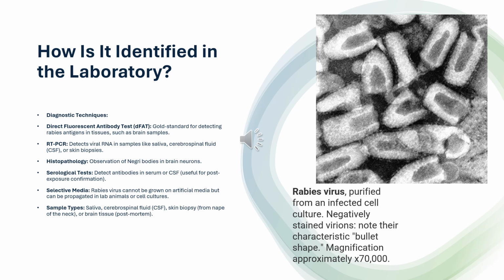The third one is histopathology, which involves searching for specific structures called Negri bodies in the brain cells, which we previously discussed in the slides before. There also are serological tests that detect antibodies in the blood or the spinal fluid and can confirm rabies exposure. The rabies virus can't grow on artificial media, but it can be propagated in lab animals or cell cultures.